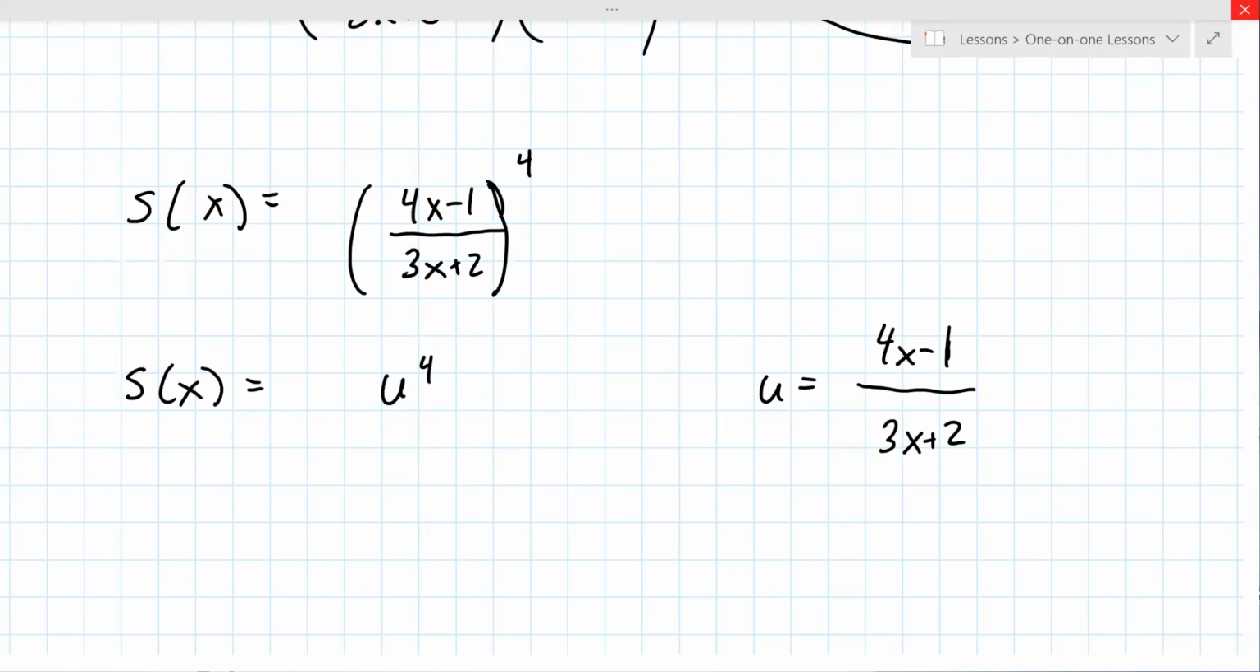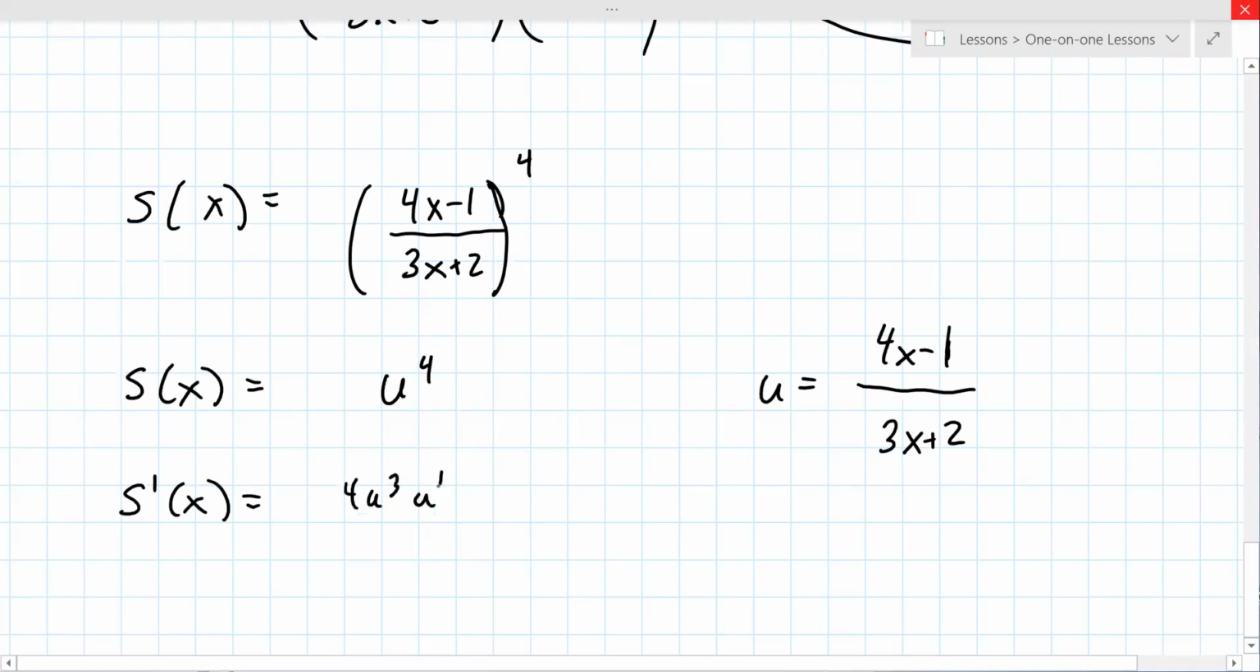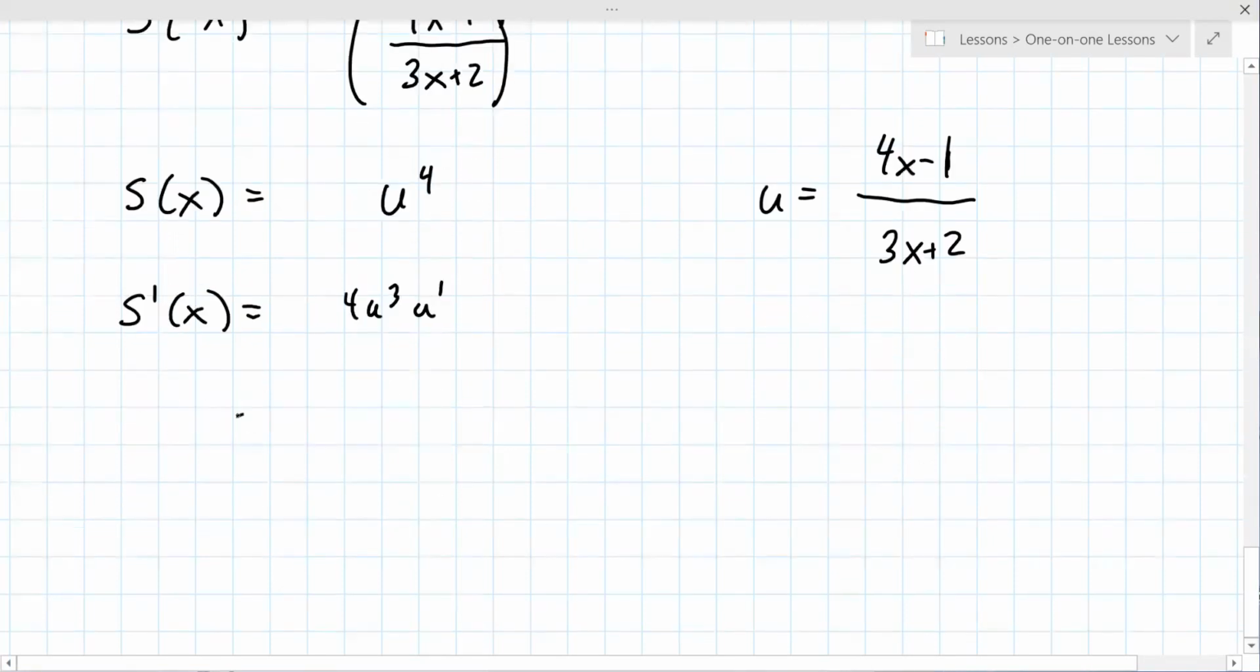Okay, I think I got it. All right, so here I'm gonna write out the solution. So s prime of x is 4u cubed u prime, and here's what that looks like. So it's 4, and then u is this thing over here. So that's 4x minus 1 over 3x plus 2 to the power 3.